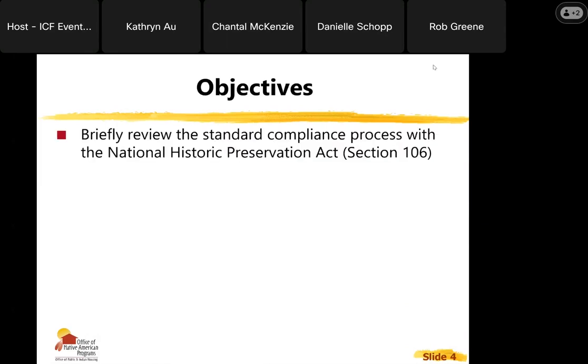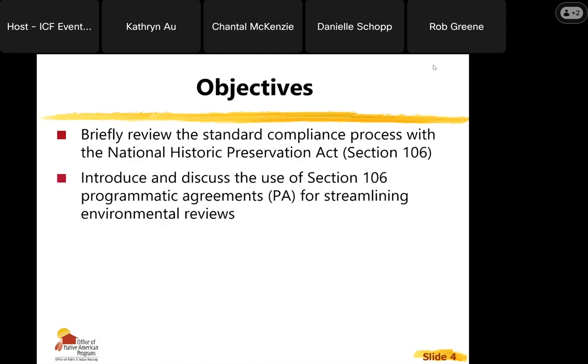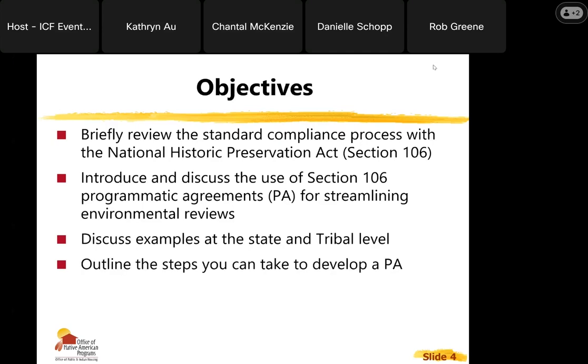Today's objectives are to briefly review the standard compliance process with the National Historic Preservation Act, specifically Section 106 compliance. Hopefully most of you are familiar with that process, but just in case. And then we'll introduce and discuss the use of Section 106 programmatic agreements, or PAs, for streamlining your environmental reviews. We'll discuss a few examples at the state and tribal level, and then outline the steps that you can take to develop a programmatic agreement yourself.